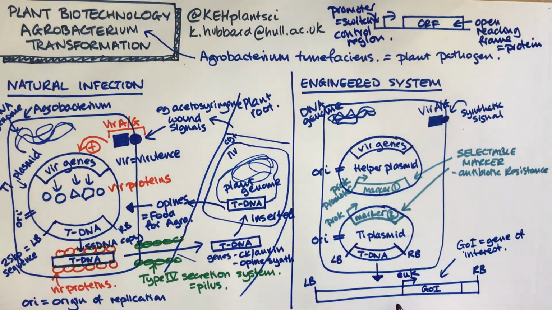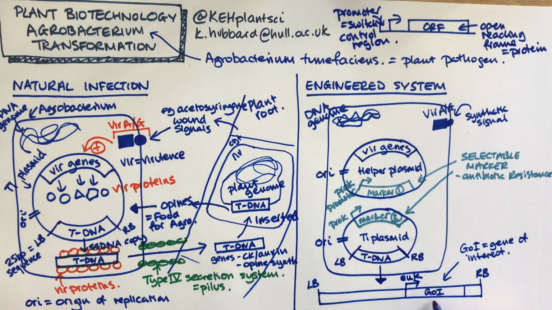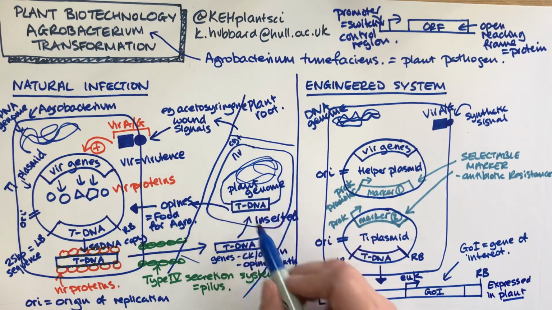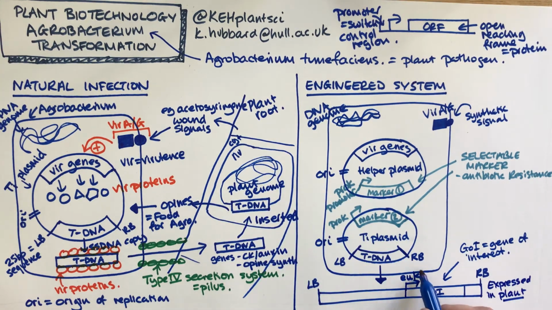So when you're designing a system, you need to think about both what is the product that we're going to make, so that might be green fluorescent protein, but we also need to think about the switch, and this is going to be made, it's going to be expressed in the plant. So it does exactly the same thing as it did here. It's going to be inserted into the plant genome and then used as just an extra bit of DNA. So it's going to be expressed in the plant, so it needs a plant or a eukaryotic promoter, a eukaryotic control region.